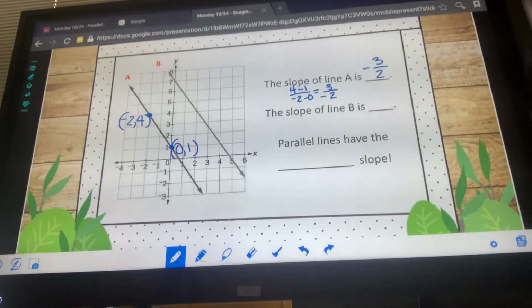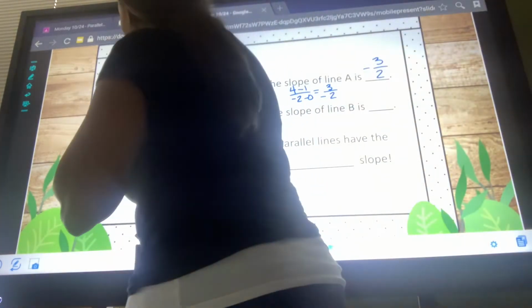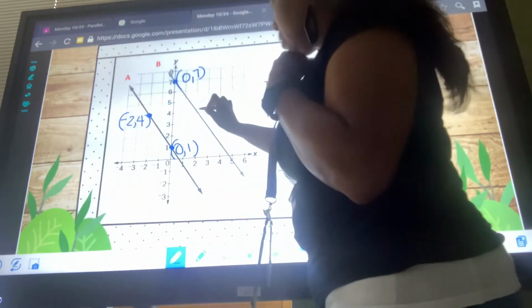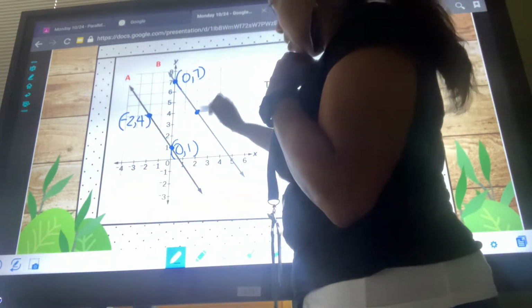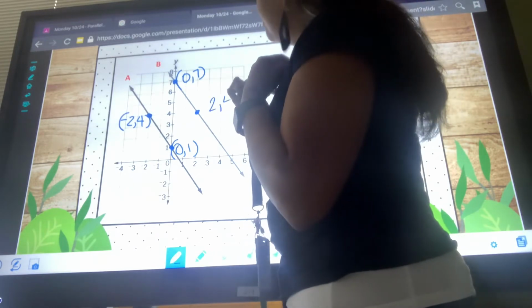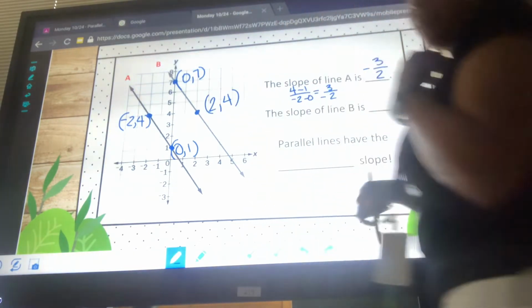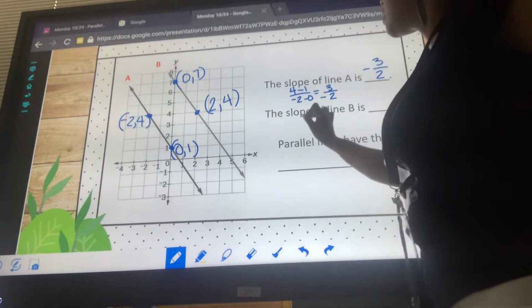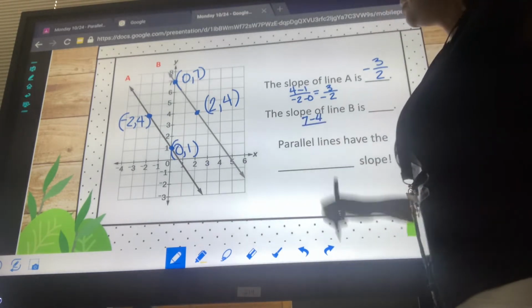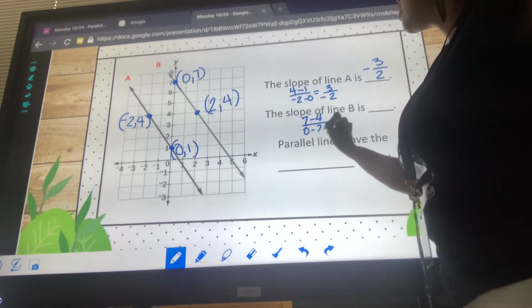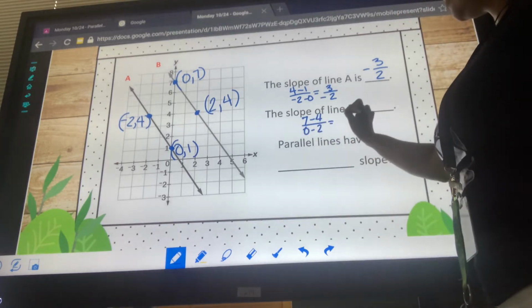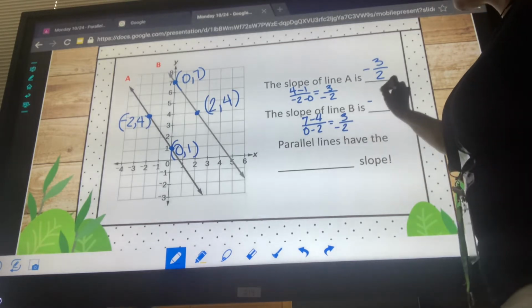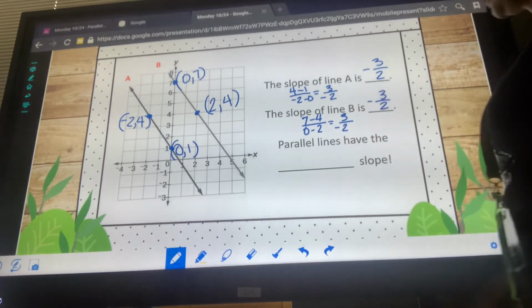Line B, let's give it some points. Here's good, so 0, 7. And there's another good place, which is 2, 4. Okay. Now let's find our slope. So we got 7 minus 4 over 0 minus 2. That equals 3 over negative 2. So the slope here is negative 3 halves.